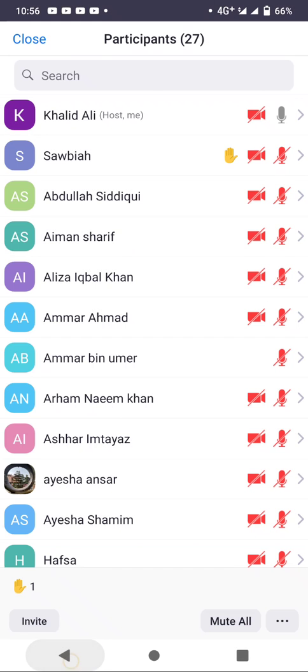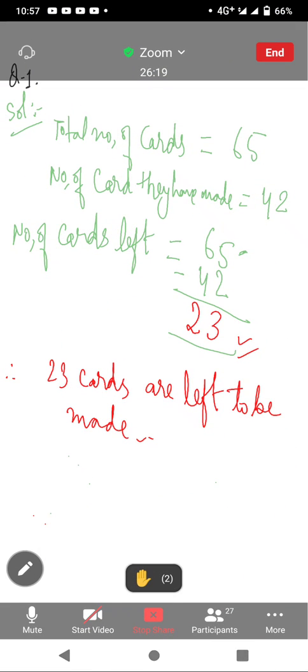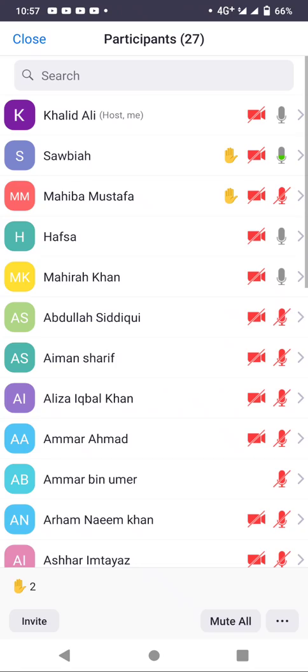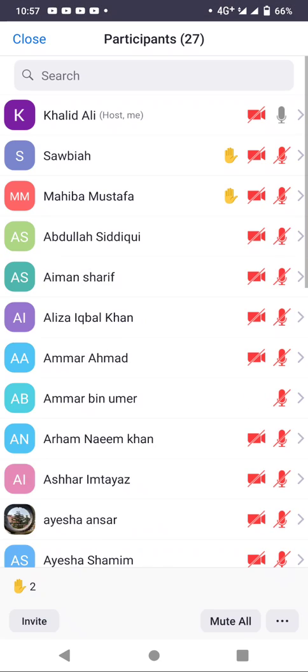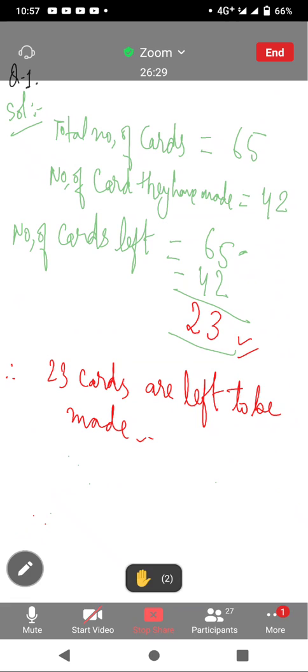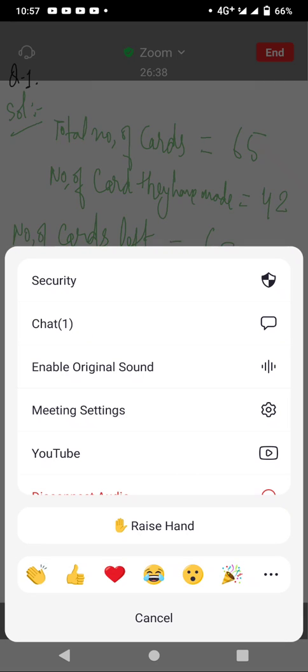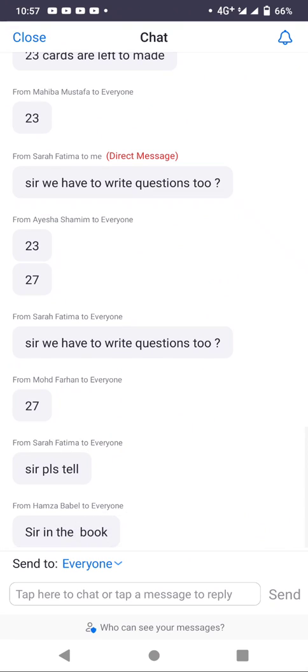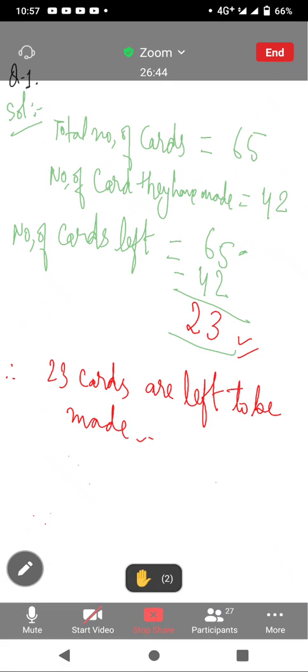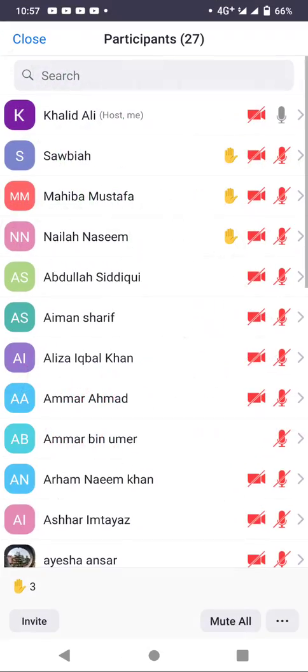Yes, tell me. Have you done part B? Yes, sir. Yes, what is the answer? Sir, which book? Beta, the math number line book is going on, so why are you asking? You have to solve it in your notebook, Hamza. So tell me, what is the answer of part B?